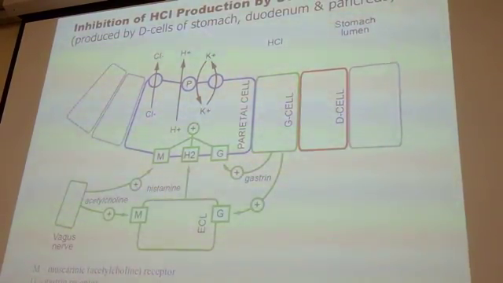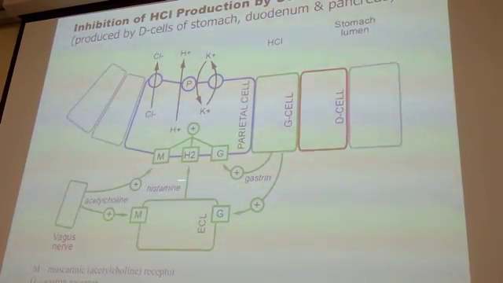We had a few different regulatory steps here, different cell types that would influence this process. So we had the G cells secreting gastrin. We had the vagus nerve innervating the stomach secreting acetylcholine. And then we had enterochromaffin-like cells secreting histamine, right? And so these are all positive regulators of acidification of the stomach.